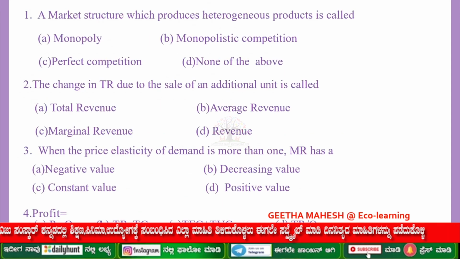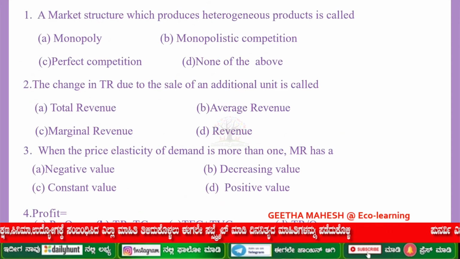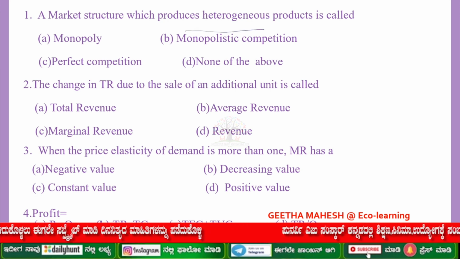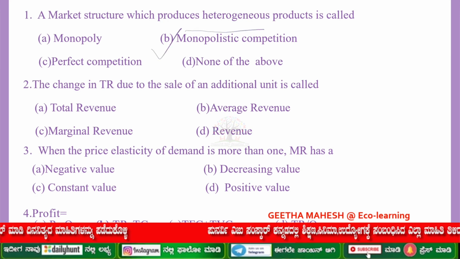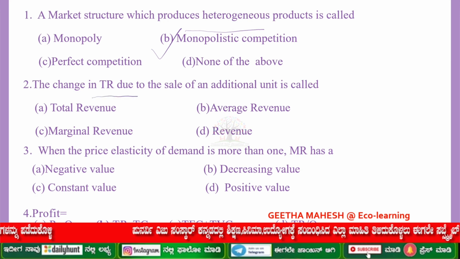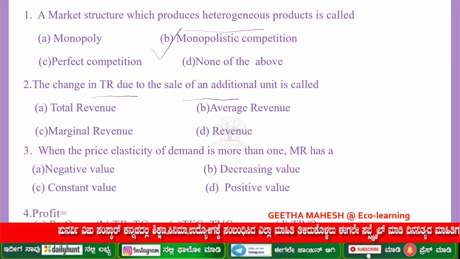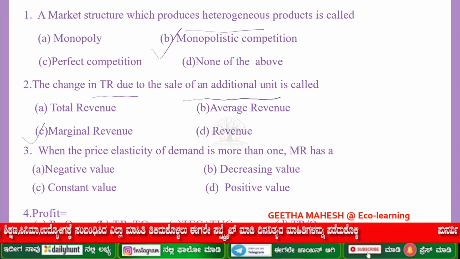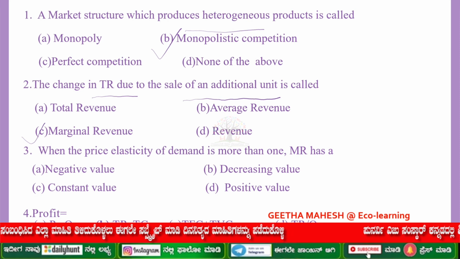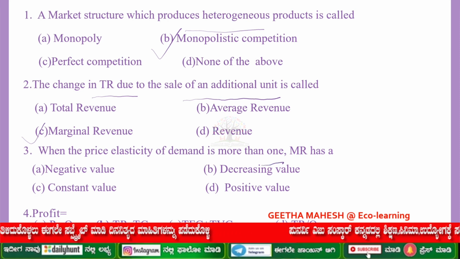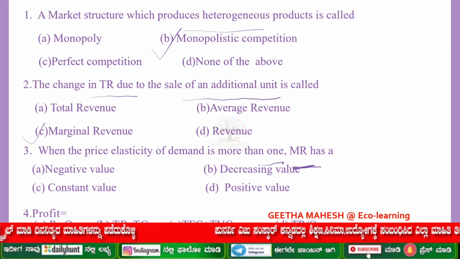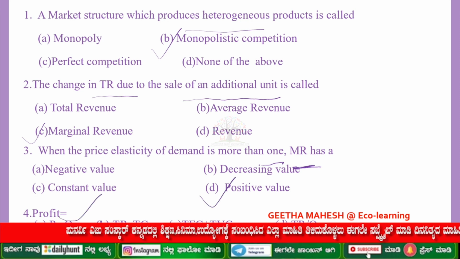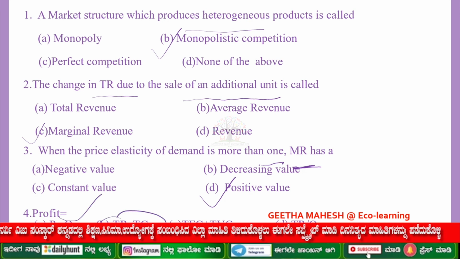A market structure which produces differentiated products is called monopolistic competition. Change in TR due to sale of an additional unit is called marginal revenue. When the price elasticity of demand is more than 1, then marginal revenue has a positive value. The profit is equal to TR minus TC.